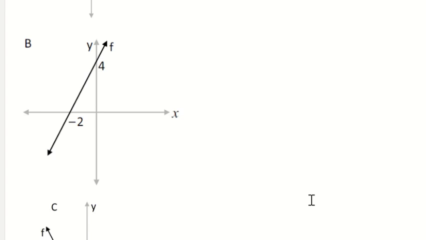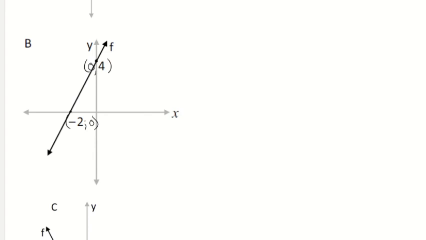Alright, let's write down the coordinates in terms of x and y. So this one is going to be negative 2 and the y is going to be? What is the y there? 0. Because it's lying on that line. It cuts the x-axis there. Alright, this one, what is the x value there? X value? 0. So the x value is 0. What is the y value? 4. Okay, so I have two coordinates.